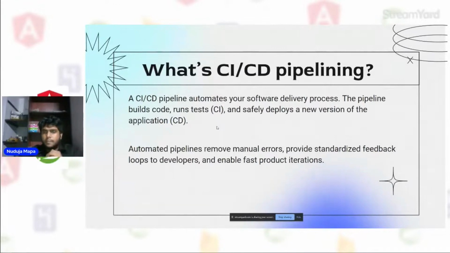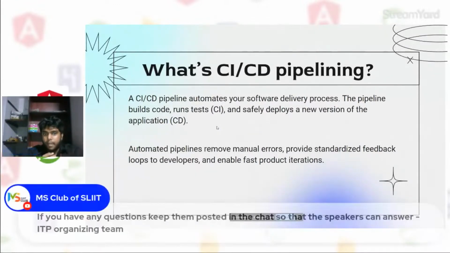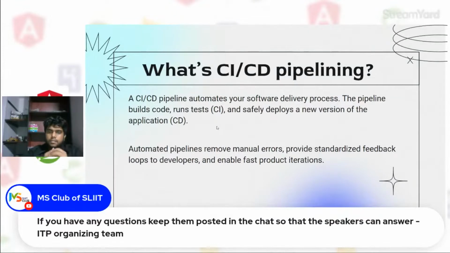So what is CI/CD pipelining? A CI/CD pipeline automates a software delivery process. The pipeline builds code, runs tests, and safely deploys a new version of the application. Automated pipelines remove manual errors, provide standard feedback loops to developers, and enable fast production iterations.